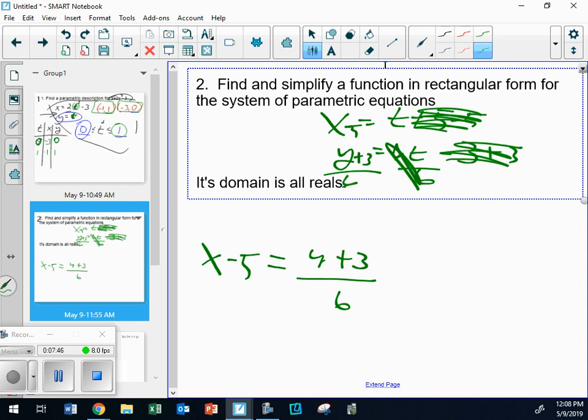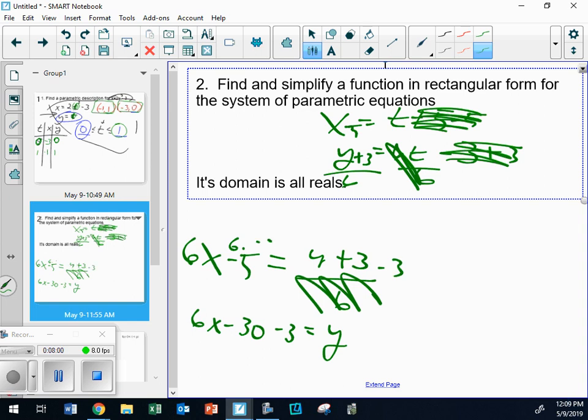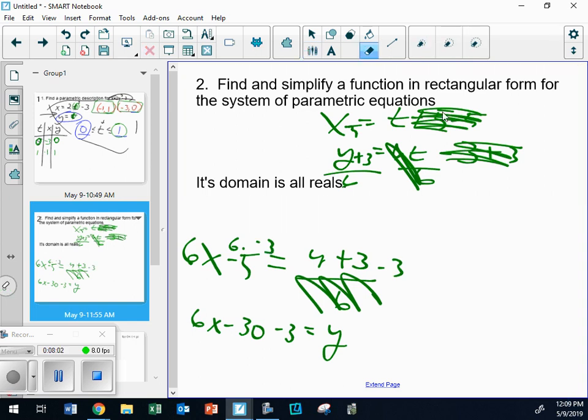So I'm going to times both sides by 6. Notice I'm not just going to times the x by 6. I got to times both parts by 6. And then I'm going to subtract 3. So 6x minus 30, and then I'm going to subtract 3 from both sides, and then I got y alone. Okay, so what is -30 minus 3? -33. Raise your hand if you had that one right. Awesome. And then, what's the domain for it?